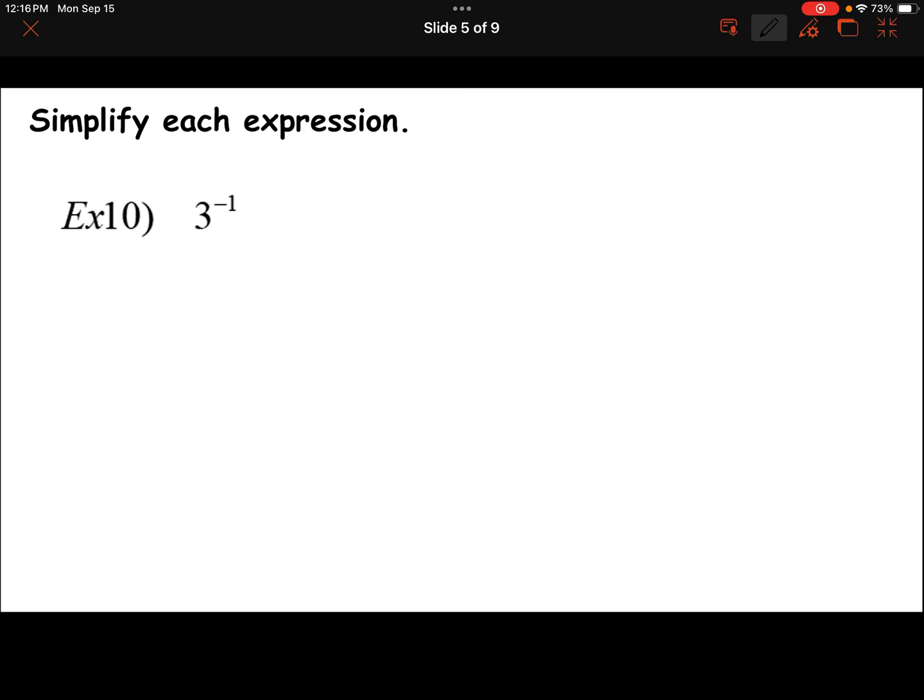3 to the negative 1 does not mean negative 3. The negative exponent means you move it. Right now it's in the numerator, so it's going to go to the denominator. And that's your answer. If this had been a 2, I would have gotten 1/9. If it had been a 3, I would have gotten 1/27. You still do the exponent when it says simplify, but first you move its location because it started out negative.